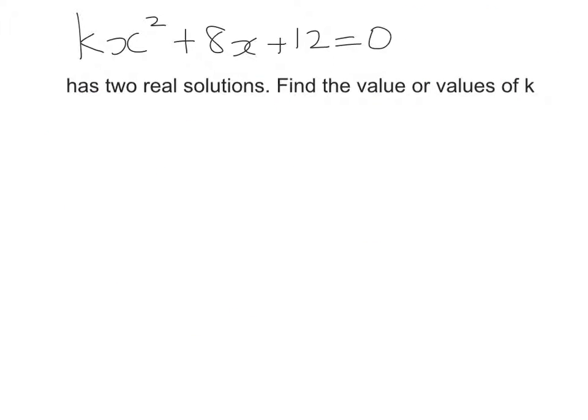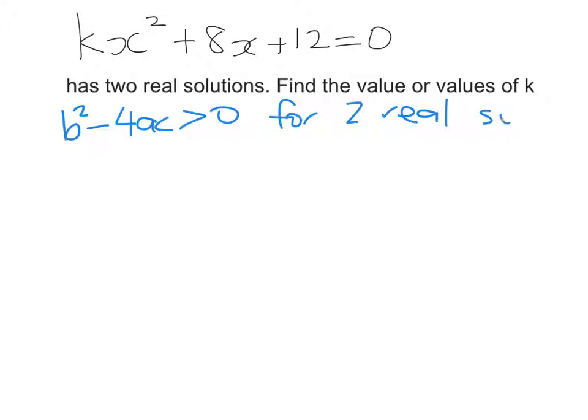Right, next one. kx squared plus 8x plus 12 equals 0 has two real solutions. So we are looking for b squared minus 4ac is greater than 0 for two real solutions. So this one we really do have to do using the discriminant method.